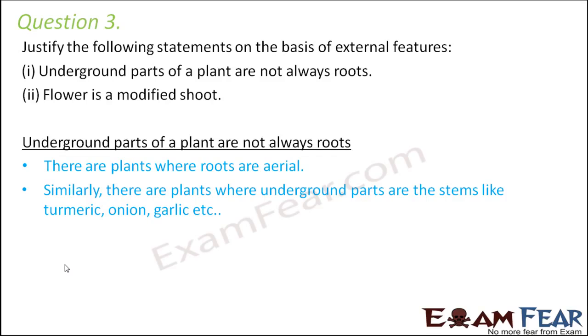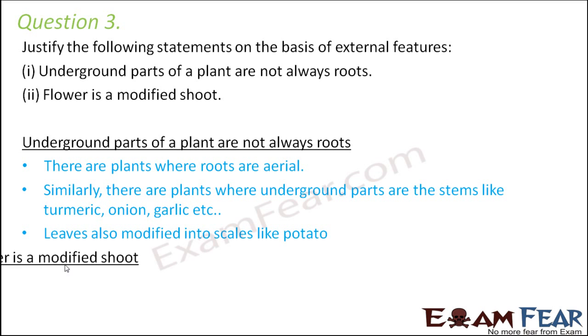corm and bulb. Leaves also get modified into scales, like in onion. So these are also underground. The second one is: a flower is a modified shoot.